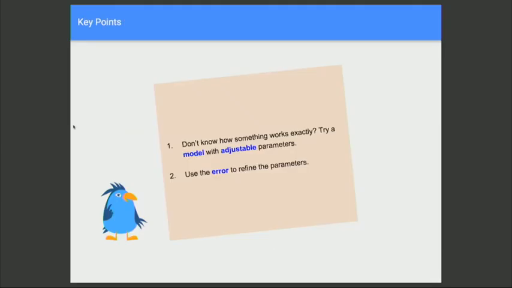Okay, so there's the key points there. If we don't know how something really works, if we haven't got an exact mathematical model, we can come up with a model that we think might be true, and we can try it, and we can have parameters that we can adjust. And the important point there is the error is used to refine the model.